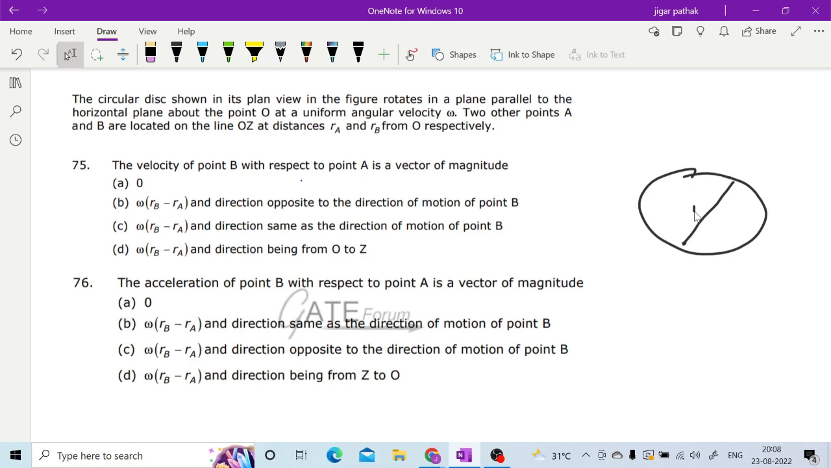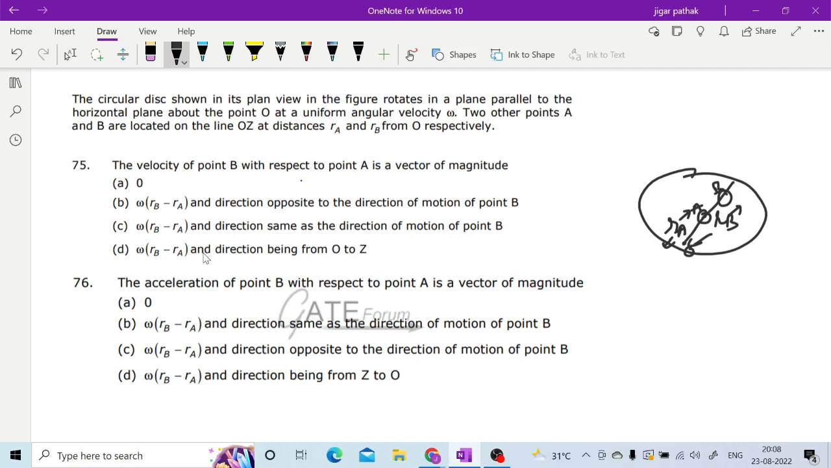Here they have a uniform angular velocity omega. Two other points A and B are located on the line OZ at distances of RA and RB. This can be RB and this can be RA. So now the velocity of point B with respect to point A is a vector of magnitude omega r.